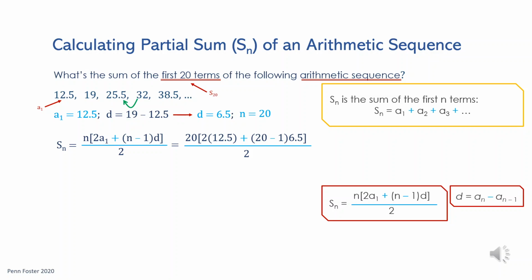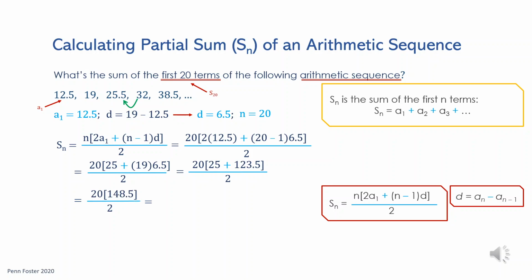Evaluate the two expressions inside the square brackets from left to right. 2 times 12.5 is 25. Bring down the plus sign, then reduce the second expression to 19 times 6.5. Next, multiply 19 times 6.5, which is 123.5. Now add the two numbers inside the square brackets.